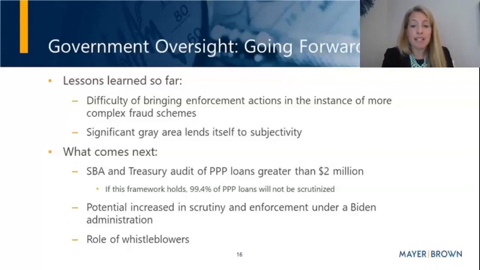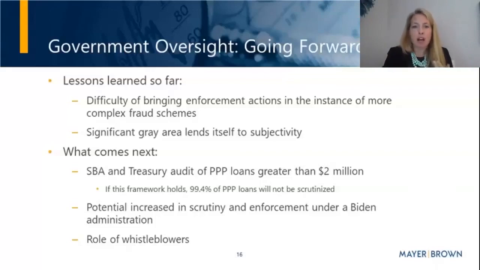And next, we're going to see an SBA and Treasury audit of PPP loans greater than $2 million. Under that framework, a lot of loans won't be scrutinized. The SBA has left some wiggle room for additional auditing as appropriate of other loans, but it still remains to be seen what criteria will be used for this audit.